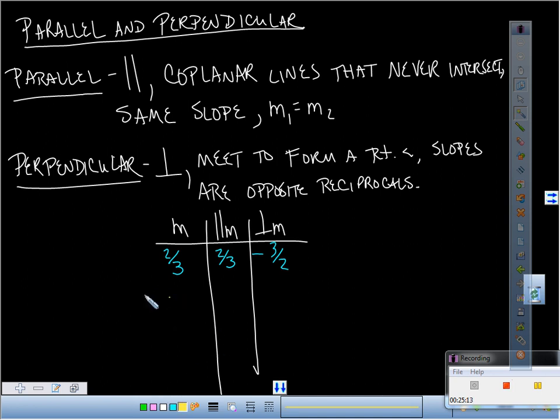Alright, let's do another one. What if I tell you that the slope of the line is 7? What's a parallel slope? What's a perpendicular slope? Very good.